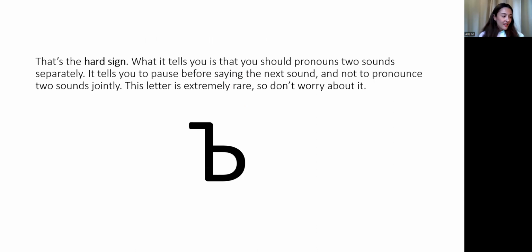Amazing. And that's the hard sign. What it tells you is that you should pronounce two sounds separately. It tells you to pause a little bit before saying the next sound and to not pronounce two sounds jointly. This letter is extremely rare, so don't worry about it. Seriously, we have like 20 words with it.